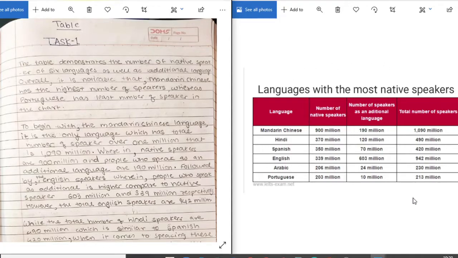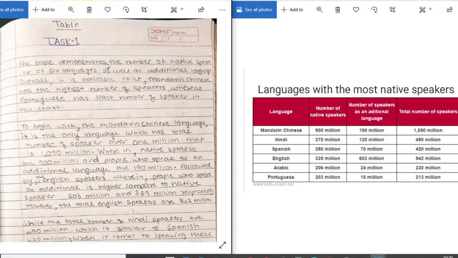So this is the image which you have to describe for task 1. It is a table, it has languages, number of native speakers, number of speakers as an additional language and total number of speakers. We have Mandarin, Hindi, Spanish, English, Arabic and Portuguese. So basically most number of speakers are for Mandarin. Okay, let's see what the answer has been given.